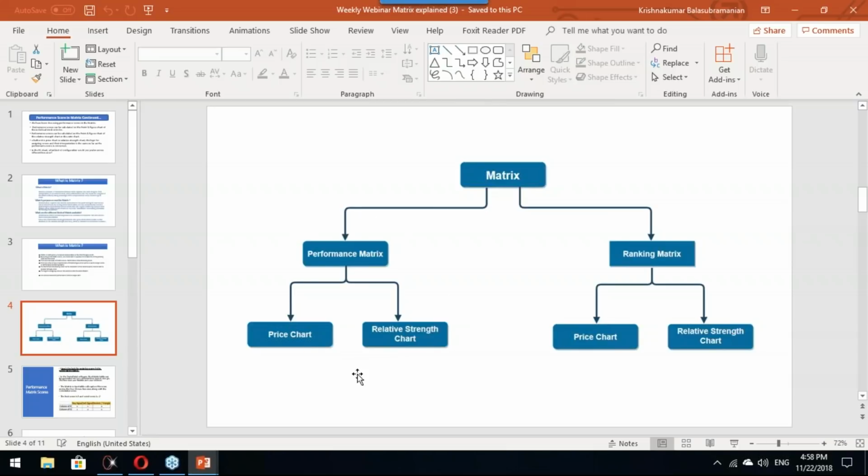And once we are done with this leg, from next week onwards, we will start off with the ranking matrix, and then again we will consider how to interpret the ranking matrix in the price chart as well as the relative strength chart. And then finally, we will take a holistic picture of what this matrix is and how to integrate them, right?